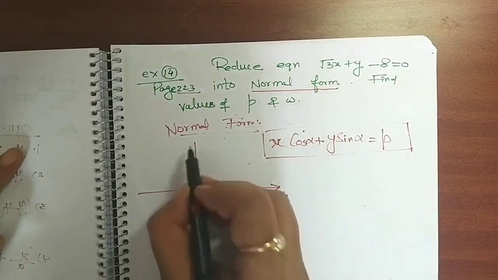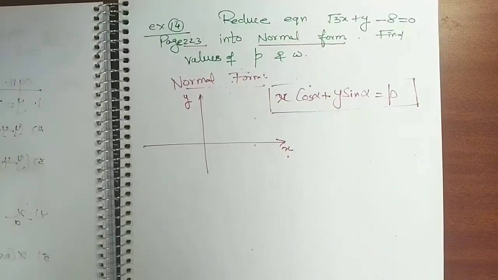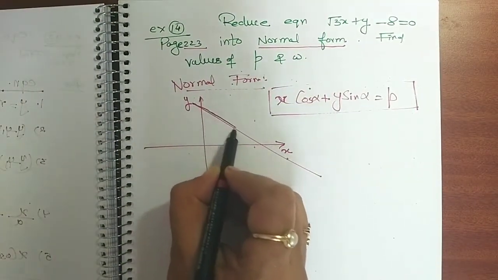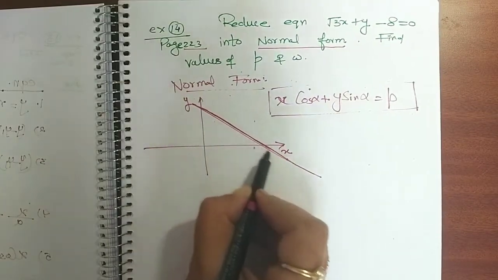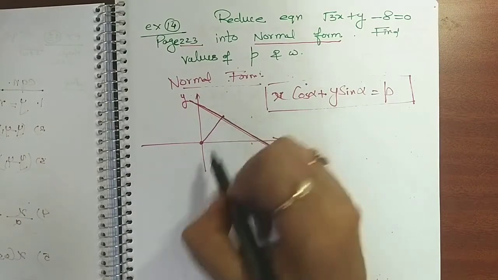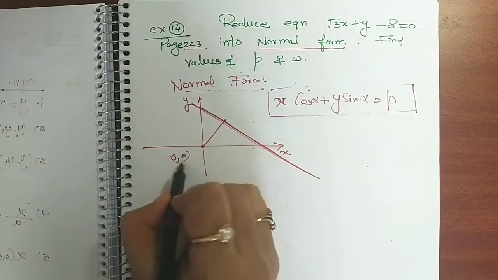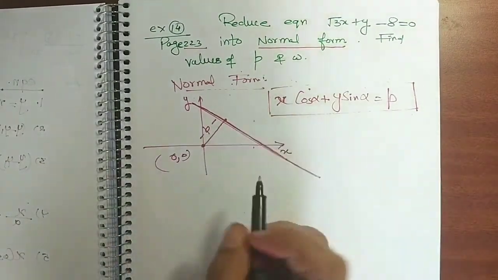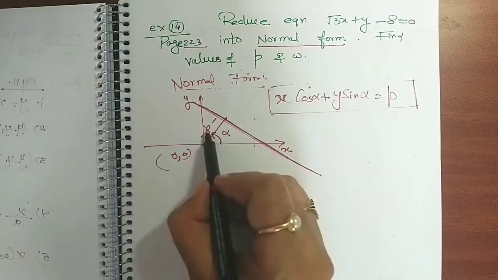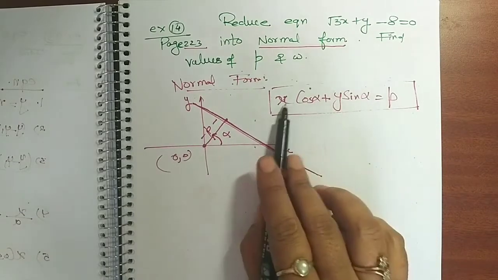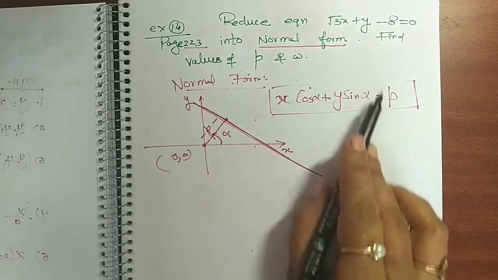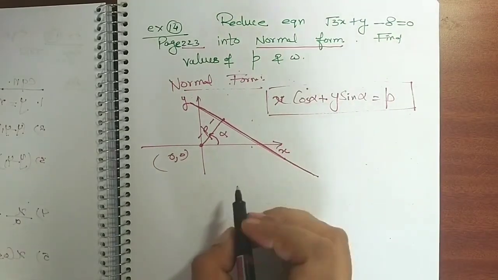If this is your x-axis and this is your y-axis, and this is your line, then instead of giving information of the line, like slope, points and everything, they have given information about the perpendicular from the origin. Suppose this is p and the angle of the perpendicular is given as alpha. Then we use this equation, x cos alpha plus y sin alpha is equal to p. So this is your general equation.